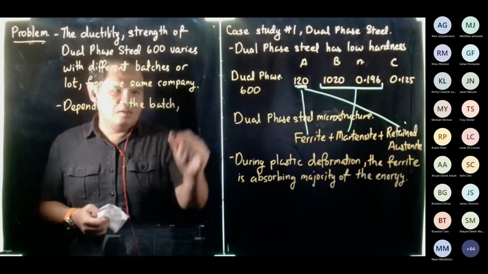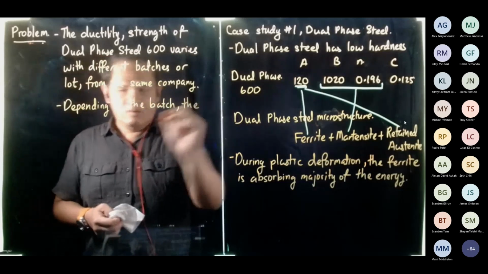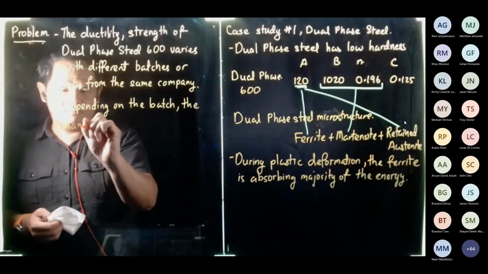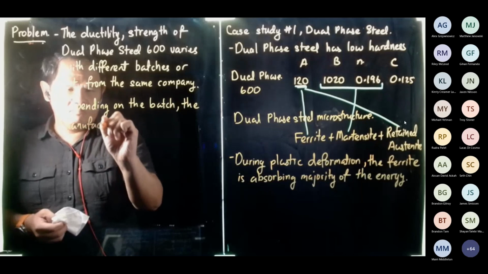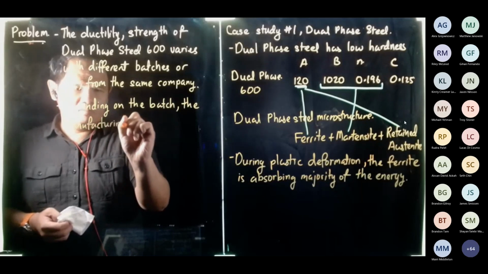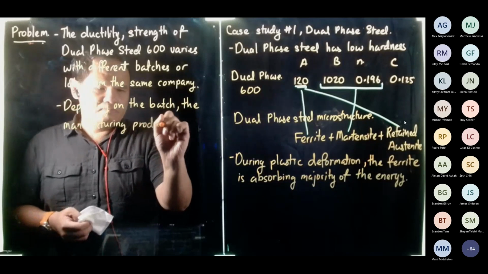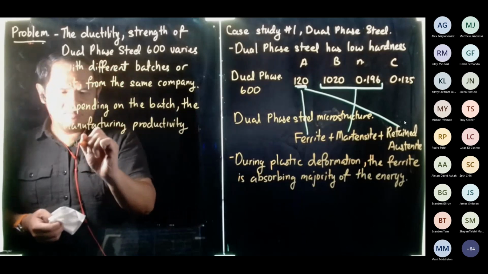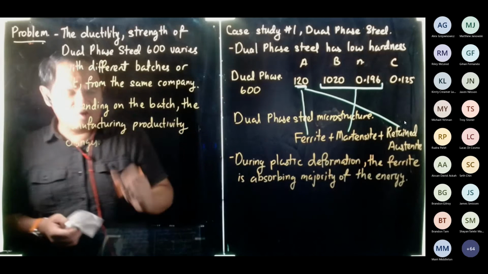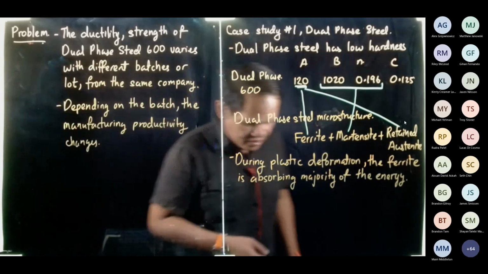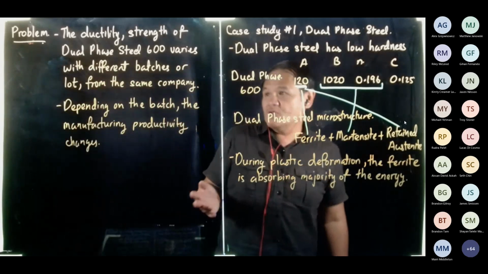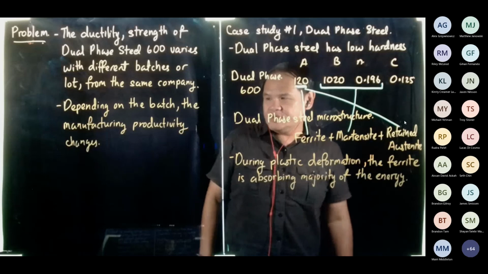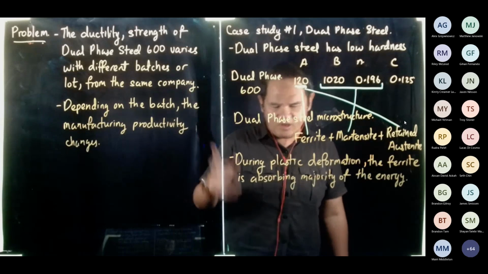okay, the manufacturing productivity changes, right? The higher the strength, the more stresses you have in your tooling. So it changed, okay? And more background on this, the material supplier is not Canadian, okay?